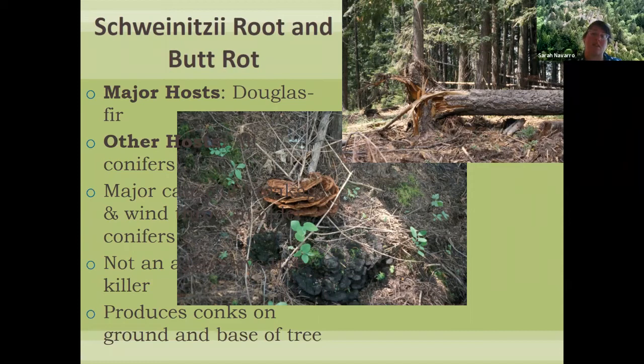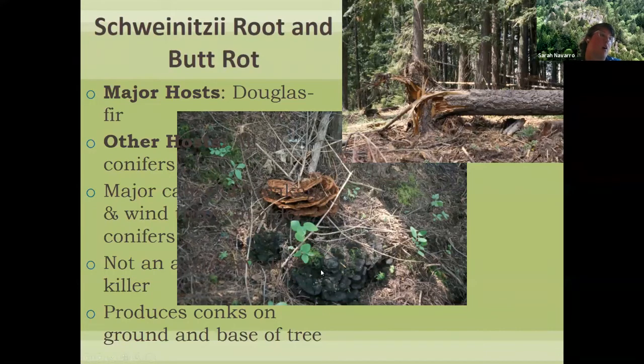single tree damage. So this isn't the same as laminated root rot, Armillaria, and Heterobasidion. It's not a whole stand killer. It really is an individual tree killer, typically in a stand, and it produces conks on the ground at the base of the tree. A lot of times we'll see trees that have snapped at the base, like the photo on the top right, which is really indicative of Schweinitzii.